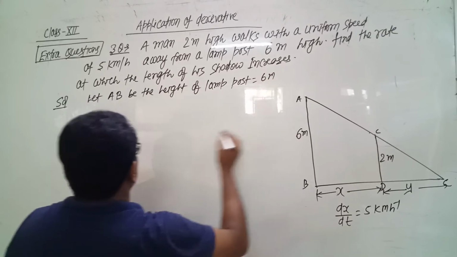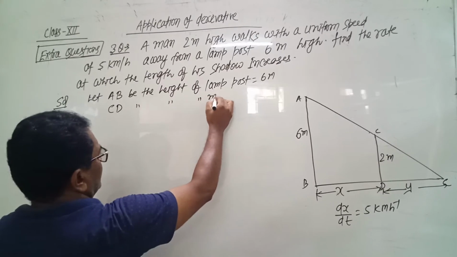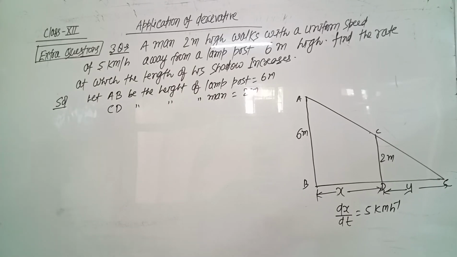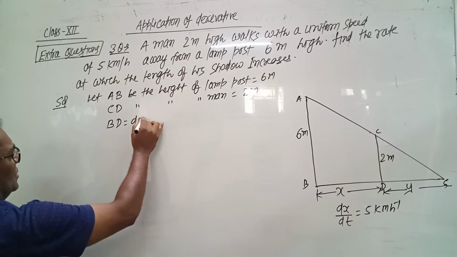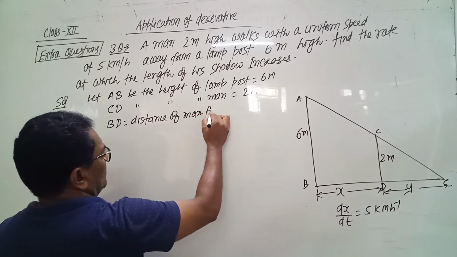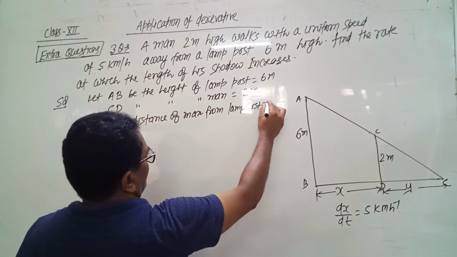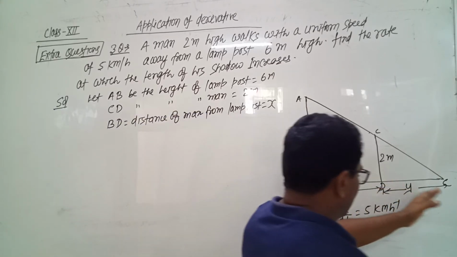Equals to 6 meters. CD be the height of man, which is 2 meters, and BD equals X, the distance of man from lamp post. And we have supposed the distance of man from the lamp post is X. And Y is the length of shadow.